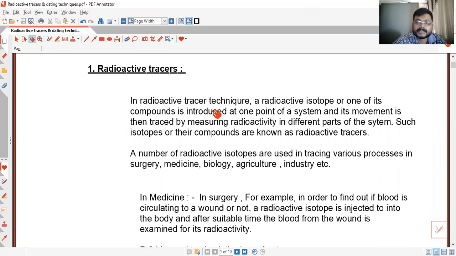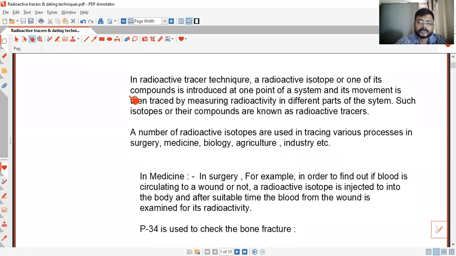In the radioactive tracer technique, we use a radioactive isotope or its compound introduced at one point of a system, and its movement is then traced by measuring the radioactivity in different parts of the system. By using that, we get a lot of applications. Such isotopes or their compounds are known as radioactive tracers. They can be used to trace some reaction, or to analyze cracks in a metal pipe, and that kind of application.